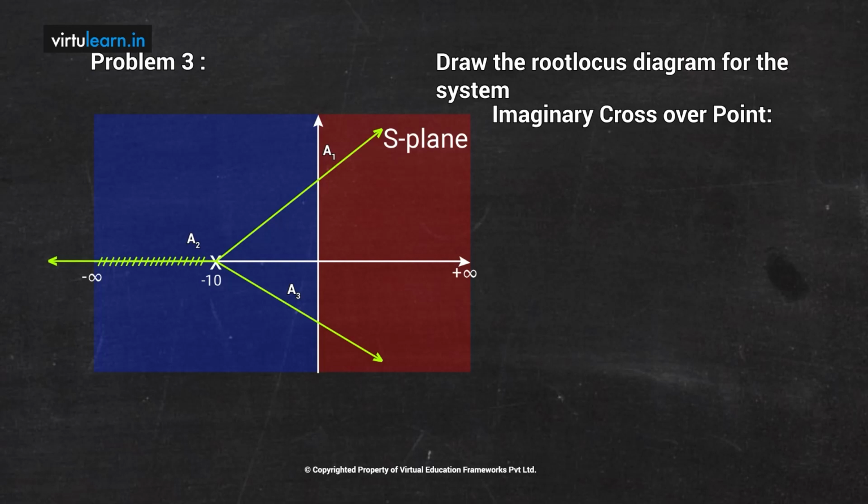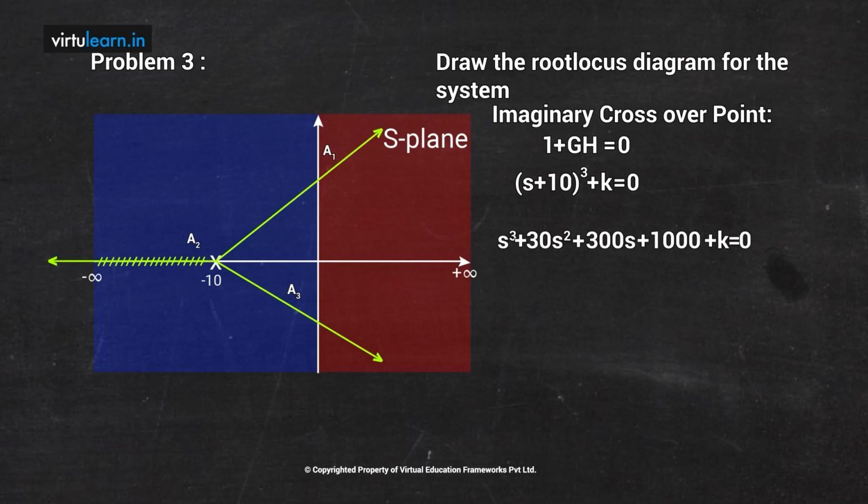So 1 plus GH is equal to 0. So 1 plus K by (s plus 10) whole cube is equal to 0. So we will get the equation s cube plus 30s square plus 300s plus 1000 plus K is equal to 0. This is the characteristic equation. So it is s cube. Therefore, I need to have 4 rows in Routh's array: s cube, s square, s power 1, s power 0.